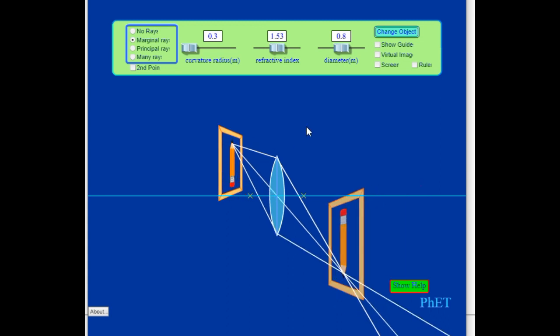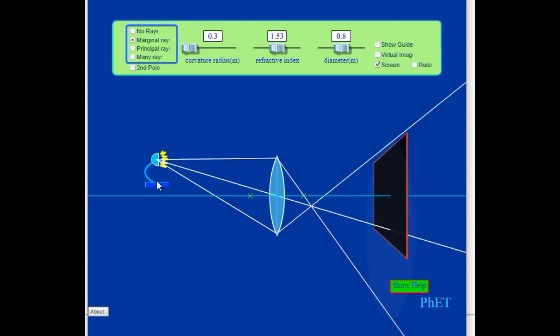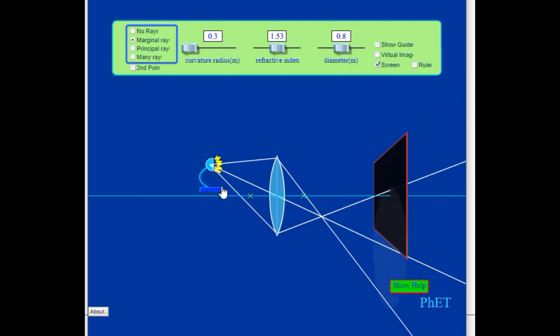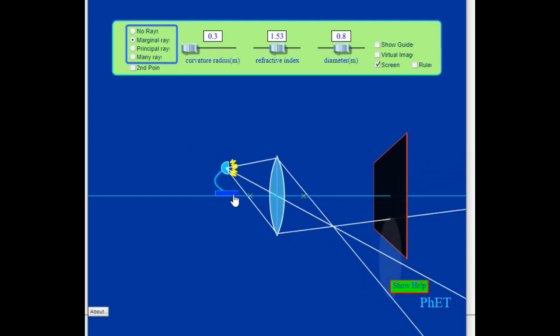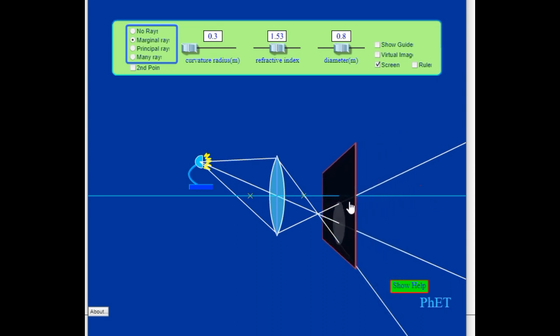Now, maybe one of the best ways of illustrating this is actually to make it so there's a screen here. This is kind of cool. If I were to take a lamp right here, if I were to make the lamp move around a little bit, you can see that there's no image on the screen right now. And the reason why is we need to find where all of those rays converge. And so what I'm going to do is set up the distance between the lens and the smartboard to go to right here, and watch what happens.